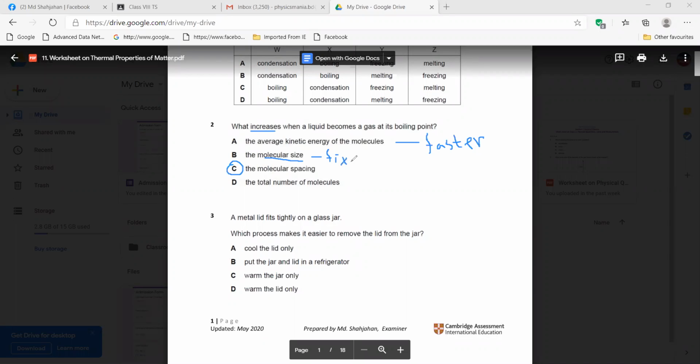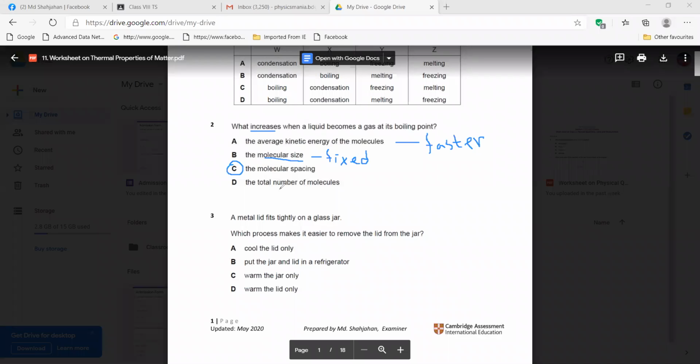Okay, yes, sir. This one is always fixed. So when you are getting this option anywhere, this one is changing. That is giving you a wrong idea. That means you never touch it. You just skip it. This one is always wrong. Molecular size is always fixed. It does not increase or decrease.